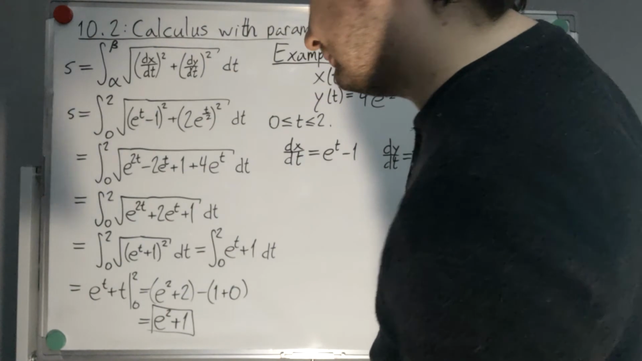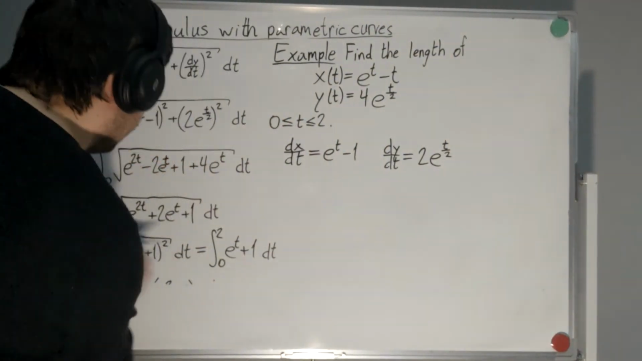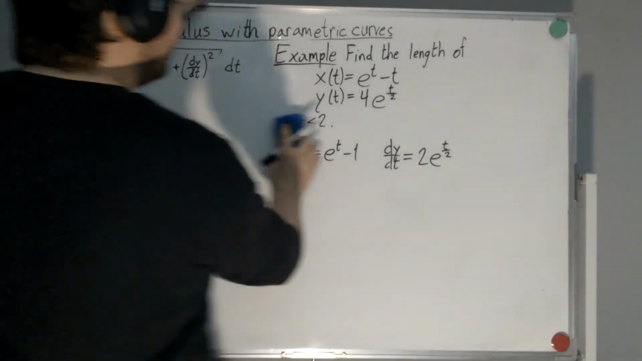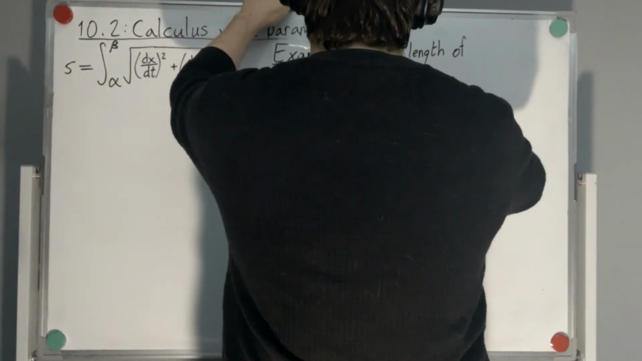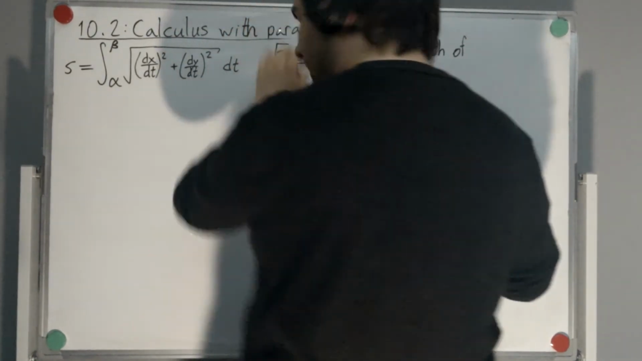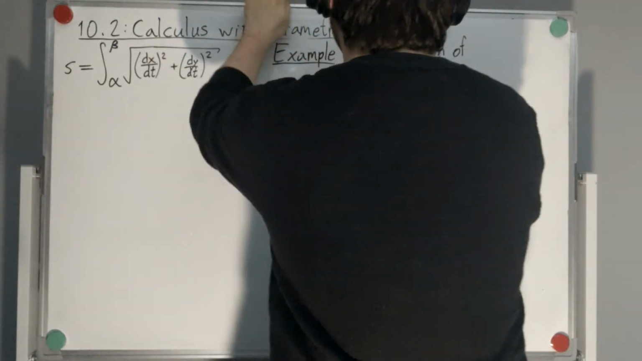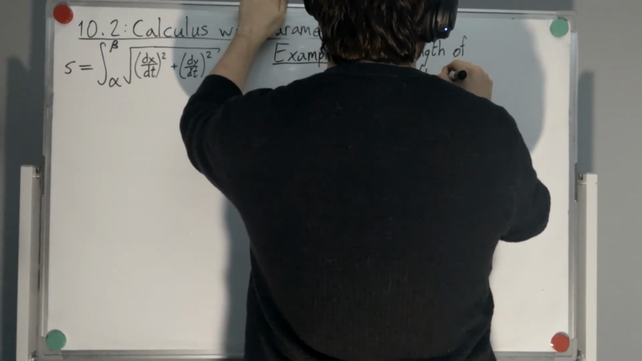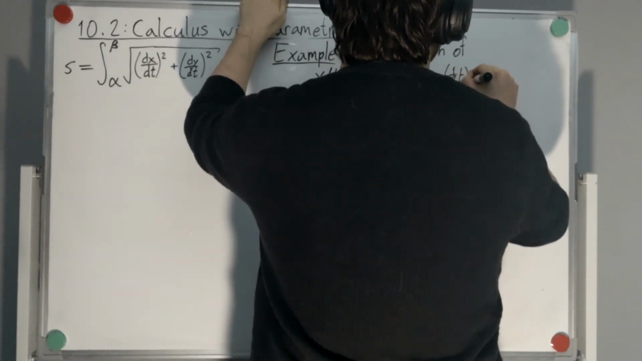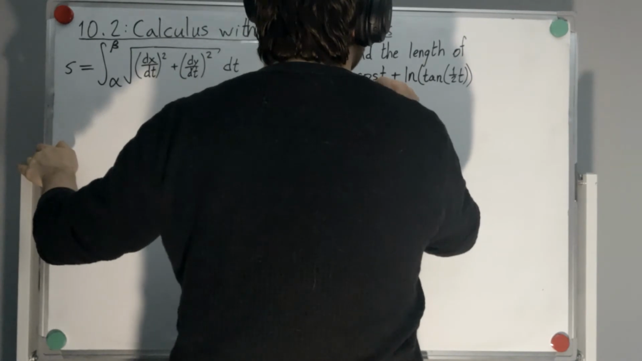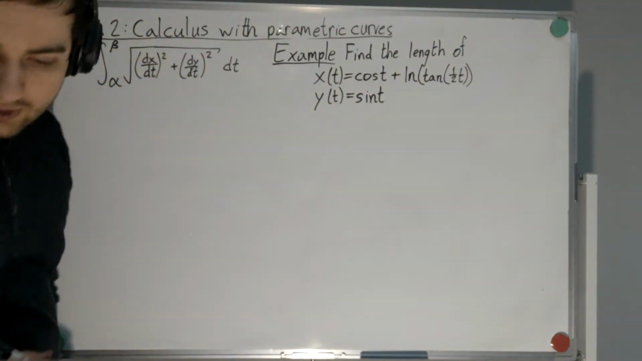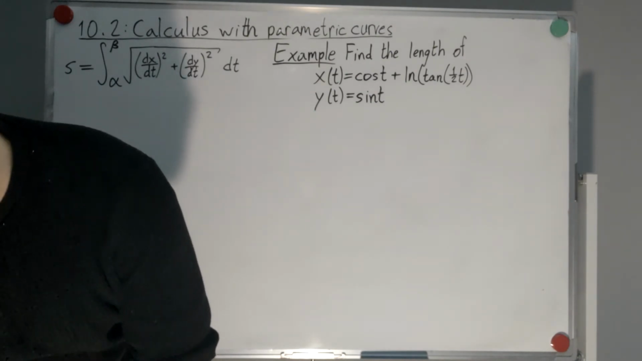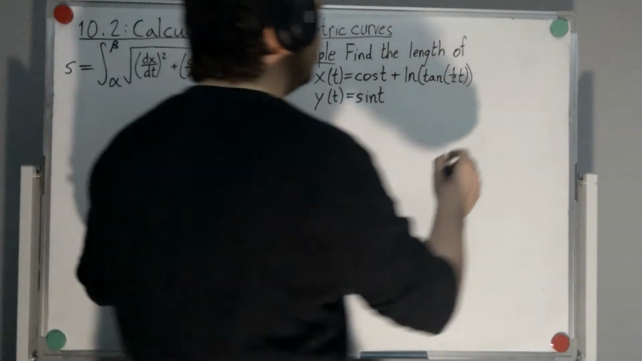And let's do one more. So once again, we're going to find the exact length of the curve. This one is going to be a bit more complicated. x of t is cosine t plus the natural log of tangent of 1/2 t, and y of t is just going to be sine t. And let's see, the values for the parameter are from pi over 6 to pi over 3.